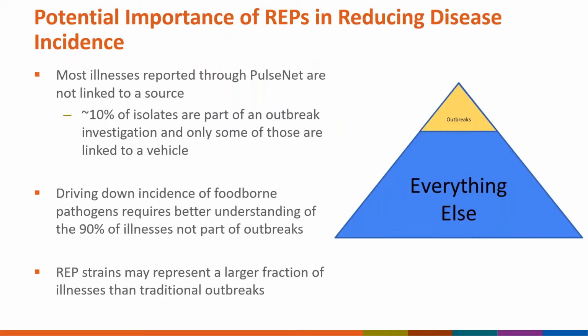And really why we're interested in this and why whole genome sequencing is such a powerful tool for our PulseNet surveillance is that in PulseNet, 10% of the isolates are part of an outbreak. So if we're talking about 65,000 isolates that we sequence per year, only 6,500 are going to be identified as part of an outbreak. And only a portion of those will have the source of the outbreak identified. So by looking at these rep strains, which represent more of our databases, we can possibly drive down the incidence of foodborne pathogens for that other 90%.